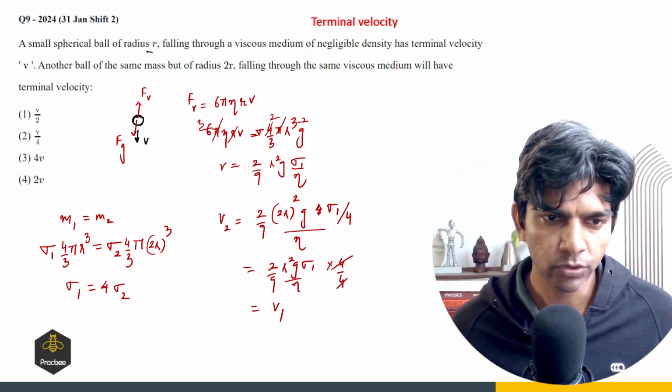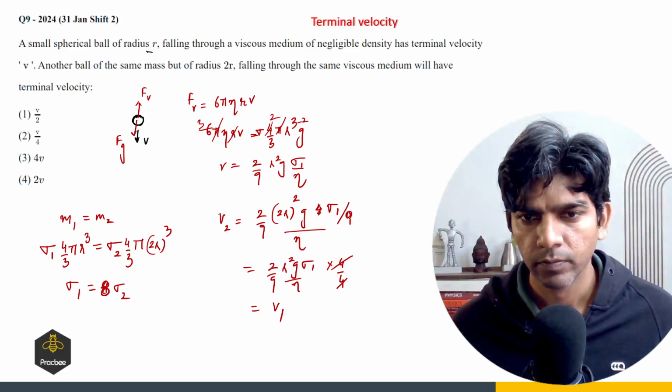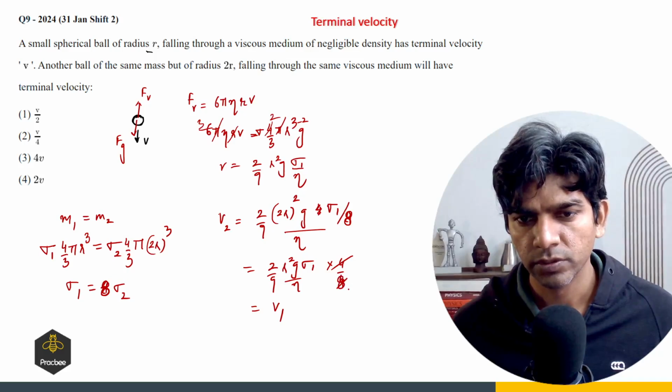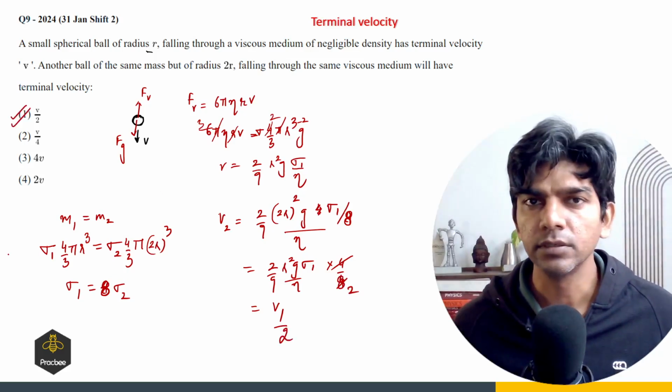Sorry, this should be 8, not 4. So here we have 8. So this will give us 2. So that comes out to be v by 2, right? So option 1 is the right answer.